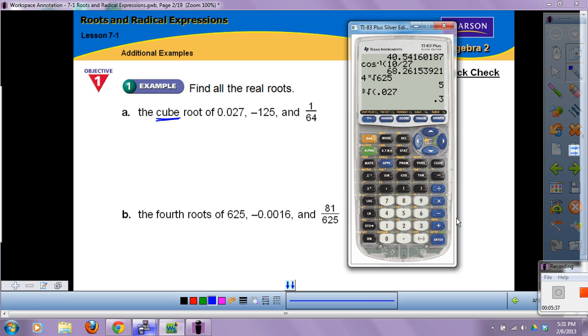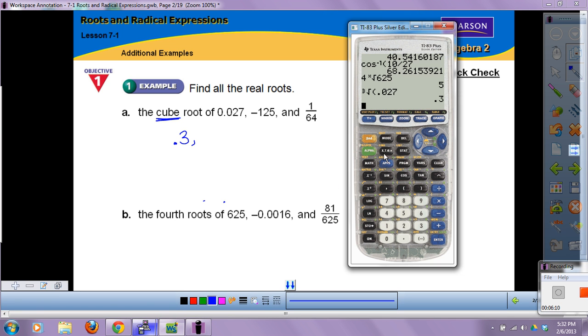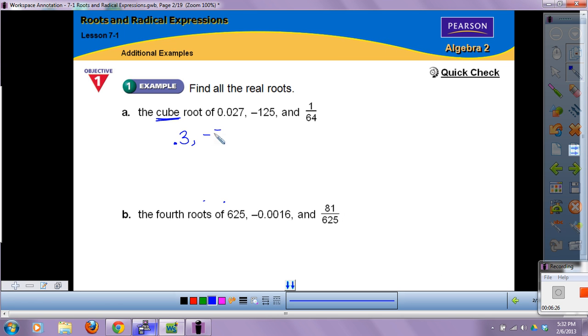And like magic, it tells you what the cube root of 27 thousandths is. So the cube root of 27 thousandths is 3/10, which means that 3/10 times 3/10 times 3/10 gives you 27 thousandths. The cube root of negative 125. So again, Math, number 4 gets you that cube root of negative 125, which of course is going to give us a negative number. A negative times a negative times a negative gets you that negative 125. So the cube root of negative 125 is negative 5.